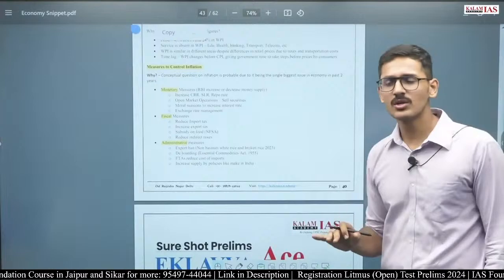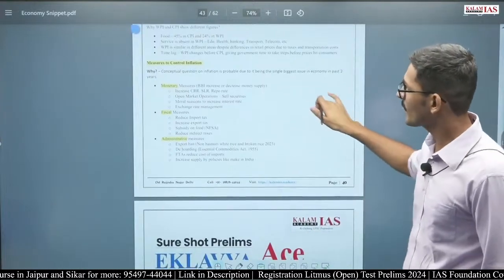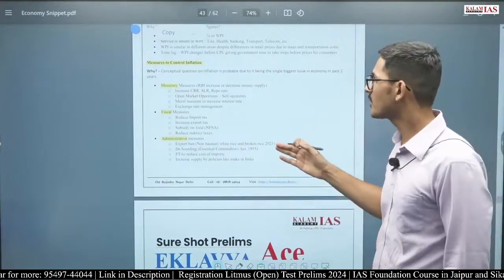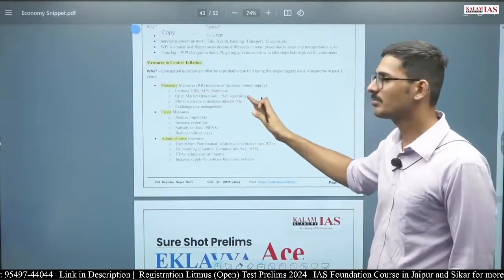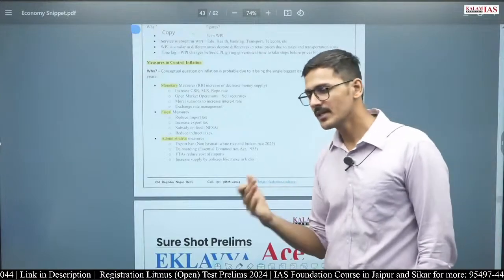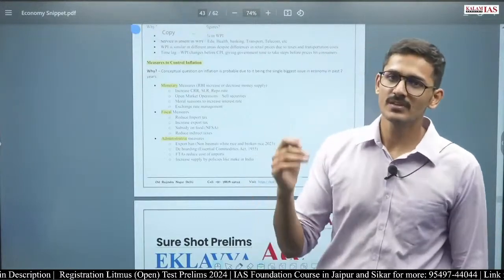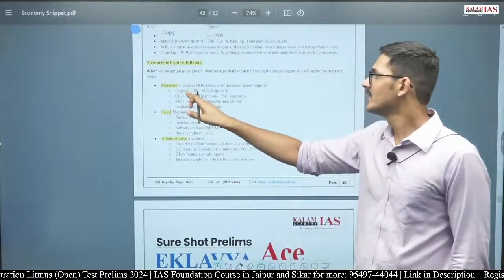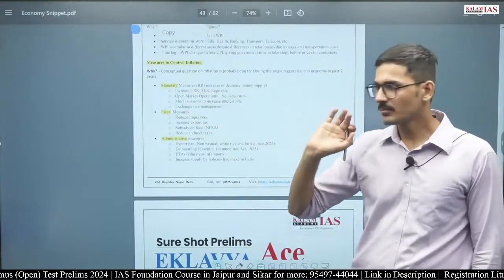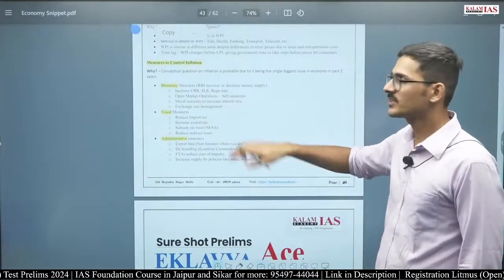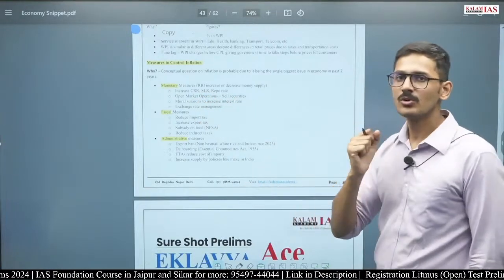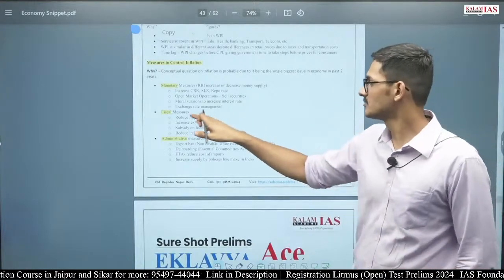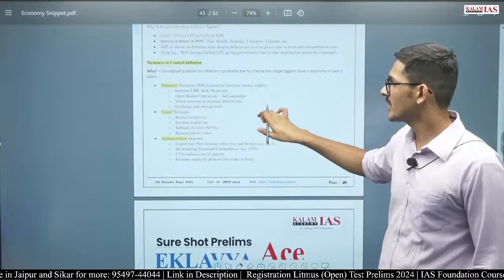What are the measures to control inflation? Monetary measures are basically steps taken by the Reserve Bank of India. It will increase CRR, SLR, repo rate. So basically, whenever the RBI wants to control inflation, it will reduce the money supply. How will it reduce the money supply? It will increase CRR, SLR, repo rate, or in open market operations, it will sell securities and bring money to its accounts. Moral suasion, exchange rate management.